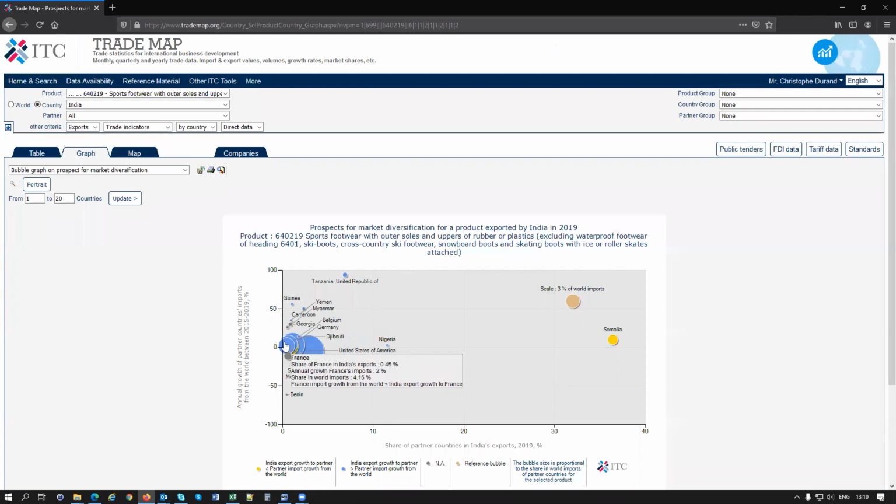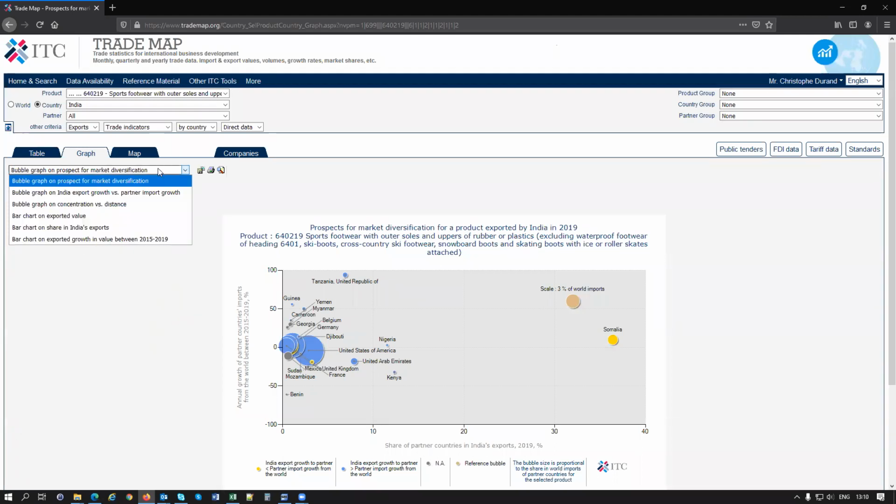But most of them are blue, which means that for the potential markets, India is gaining market shares, which is a good sign. So you may want to foster and consolidate this position. So you see, in just one shot, you can have a very quick look at the potential with just one graph.